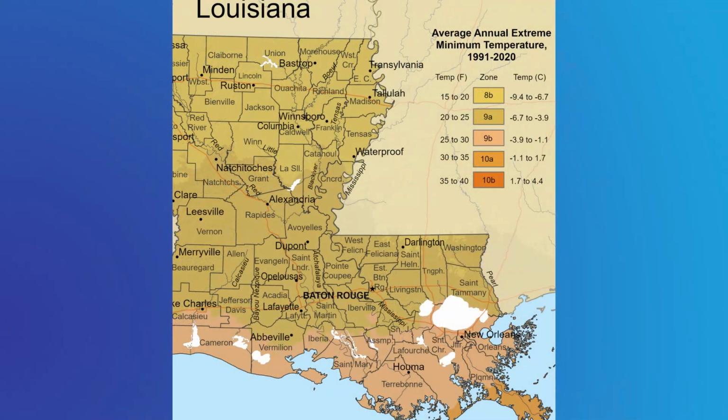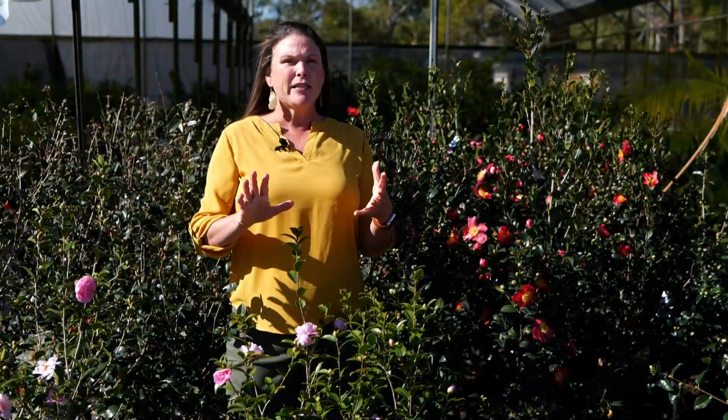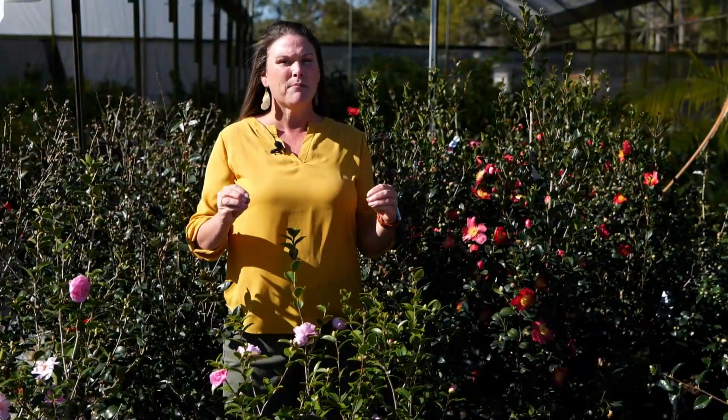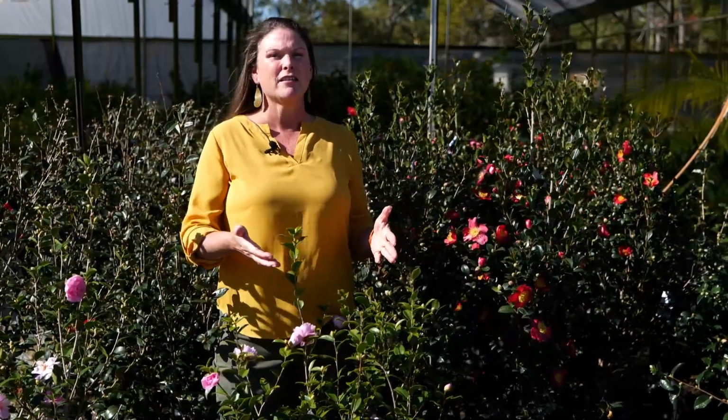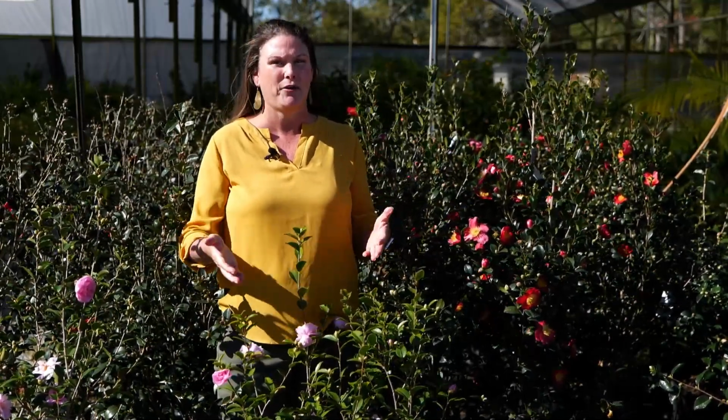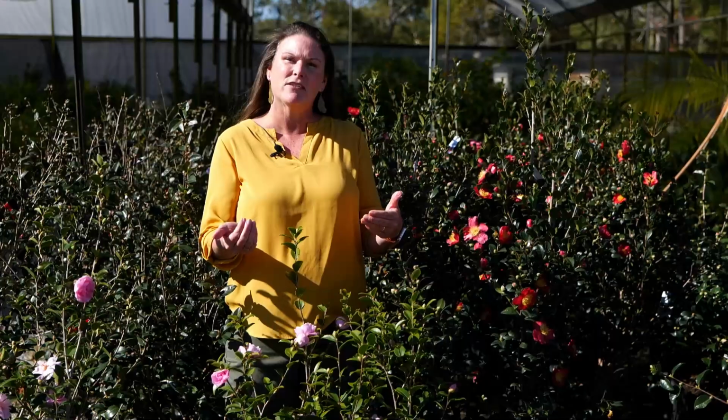So in Louisiana, we have been rezoned to 8B in northern Louisiana and 10A in the coastal area of Louisiana. Those temperatures are the average minimum temperatures, and that means that when you're selecting plants, you're going to select those that are hardy to that zone. You do not want to select plants that are hardy to zone 1 because they're not going to do well here in Louisiana where it gets really hot.